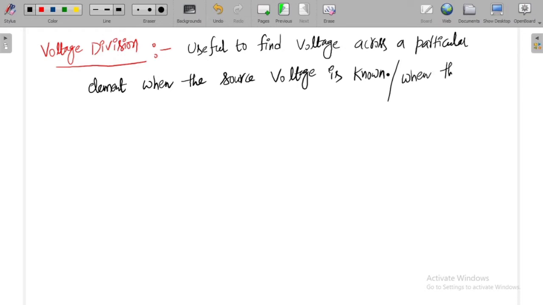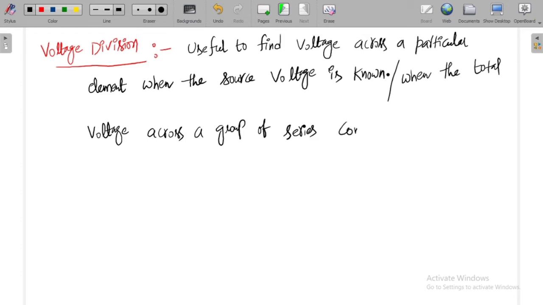In another way, when the total voltage supplied or across a group of series connected elements is known. So basically voltage division concept is used to find the voltage across a particular element when the source voltage or the total voltage across a group of series connected elements is known.